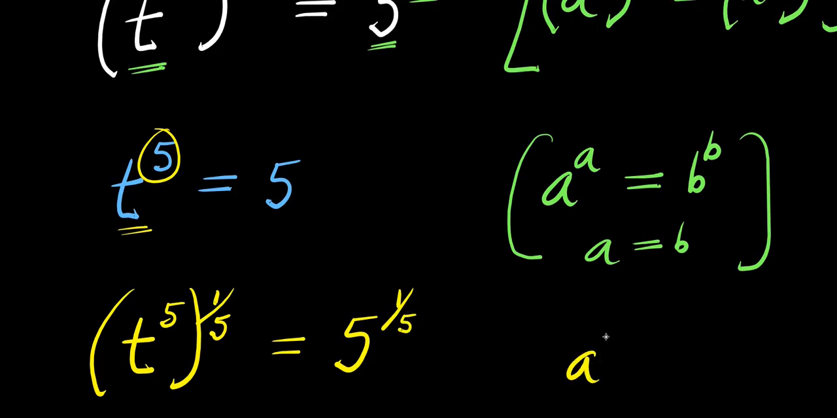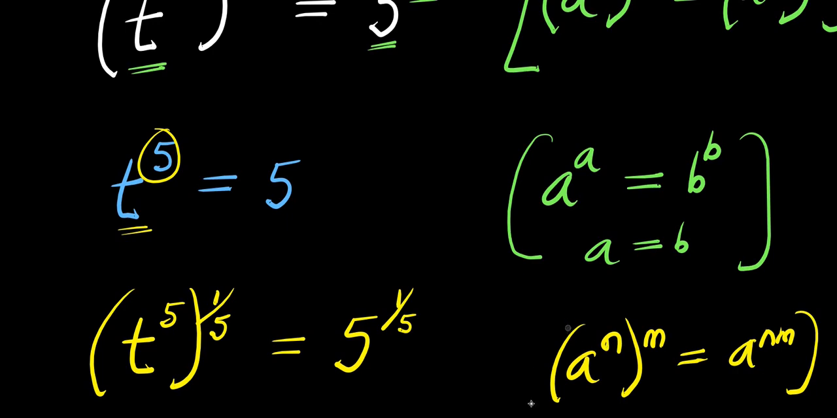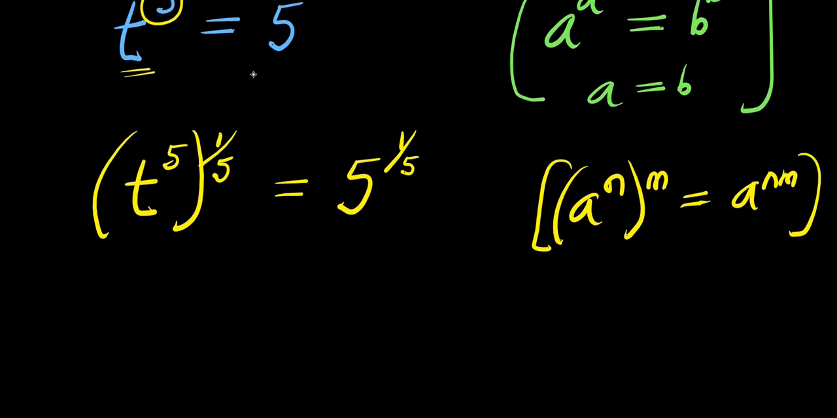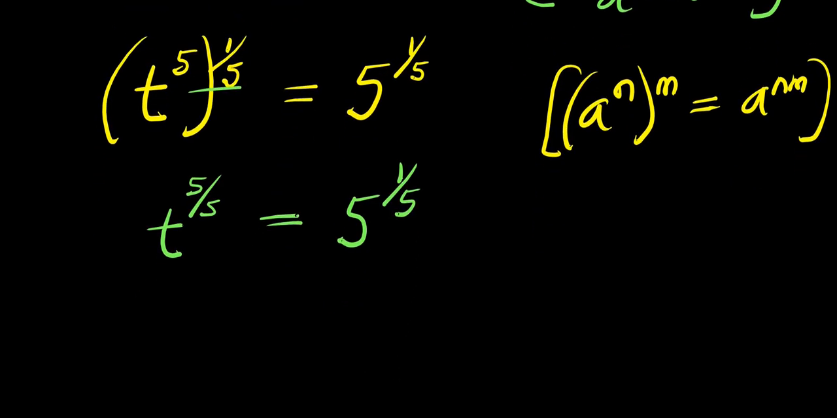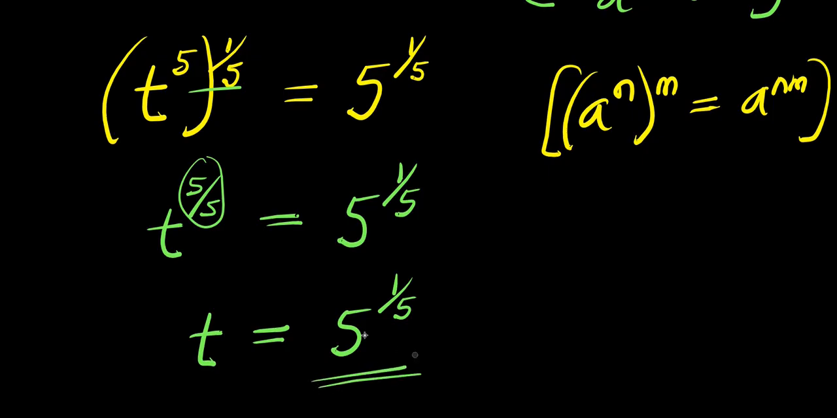Now, if I have a power n raised to the power of m, this equals a power n times m. So from here, I'll simply multiply this out. I will have t power 5 times 1 over 5, equals 5 power 1 over 5. And 5 divided by 5 is 1. I can have t equals 5 power 1 over 5. This can be our answer.